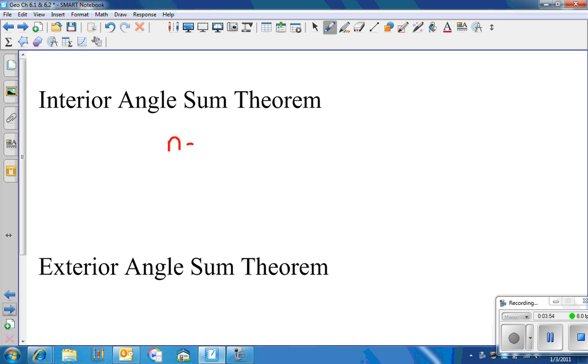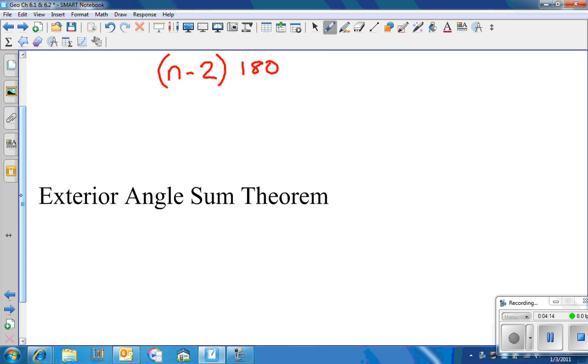All right, the interior angle sum theorem. To figure out how many degrees all your angles inside of a figure would add up to, take the number of sides minus 2, that answer times 180. Remember a triangle has three sides. 3 minus 2 is 1. 1 times 180 is 180. But the exterior angle sum theorem means that no matter what shape you have, if you add up all the exterior angles of a figure, it's always going to be 360 degrees.